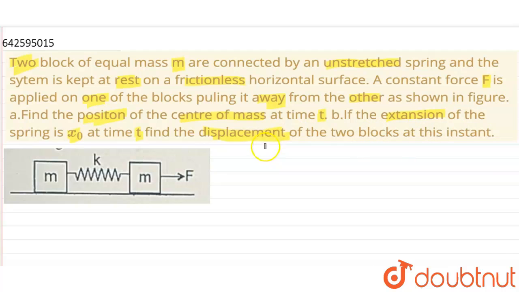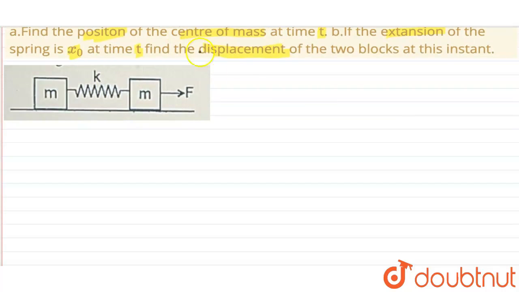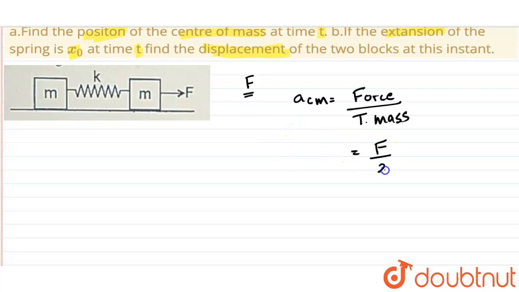Okay, so we need to find the displacement of two blocks at the instant t and also the position of center of mass at time t. So for position of center of mass at time t, we know it's very easy that force acting on center of mass is F. And acceleration of center of mass can be given by total force on center of mass upon total mass of system, which comes out to be F upon 2m.